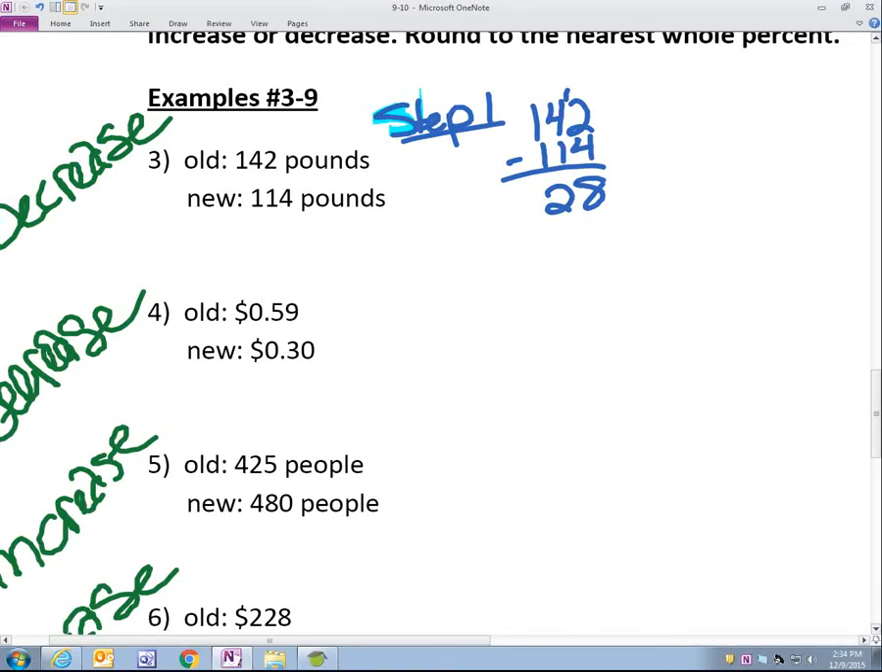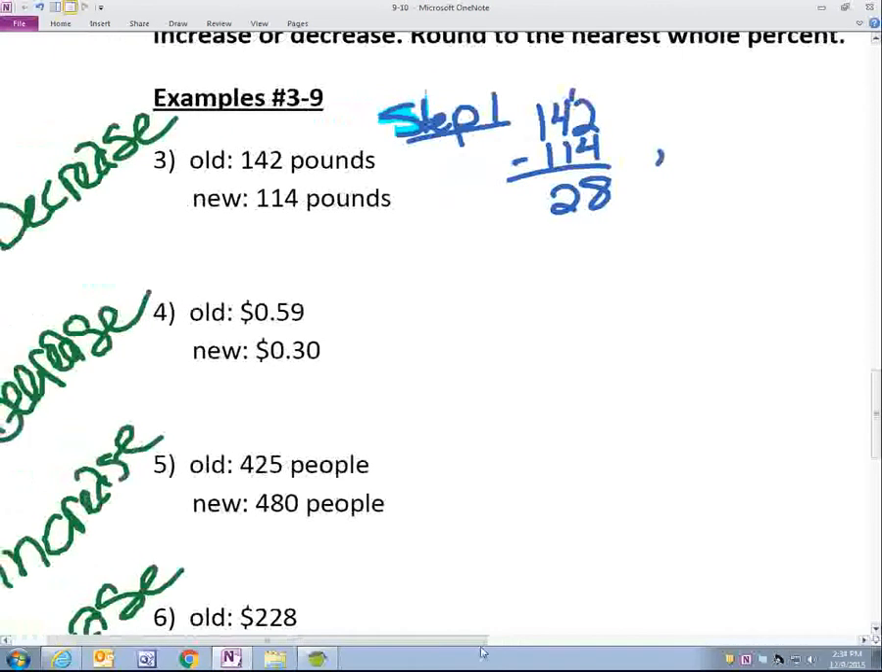So it's just 28. Is it an increase or a decrease? Decrease. So that means that my fraction, my ratio, is going to be negative 28 over the OG. Why negative? Because it's a decrease. Increases are positive, decreases are negative, as our note stated on the front side of that. So we have negative 28 over 142.